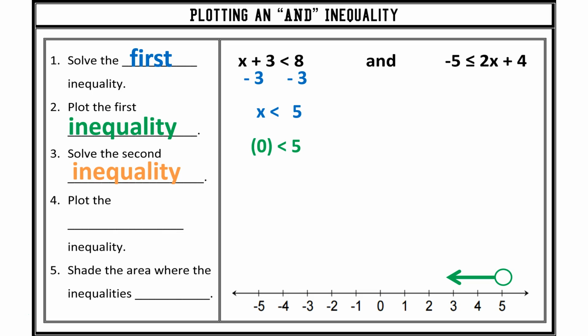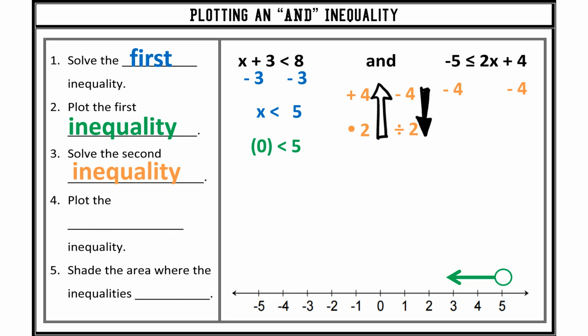Now I'm going to solve the second inequality. You cannot plot an inequality until it's solved. This is a two-step inequality, so I might tell myself a story here. I want to read the inequality in terms of the order of operations. My variable is being multiplied by 2, and then we're adding 4. To undo that, I need to use the inverse operations in the inverse order. I'm going to subtract 4 and then divide by 2.